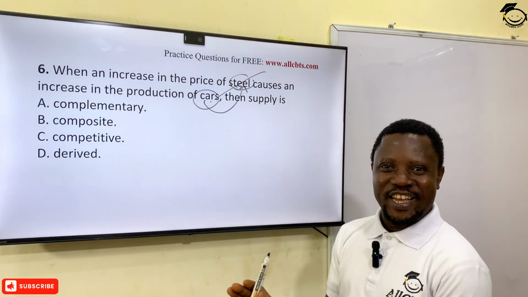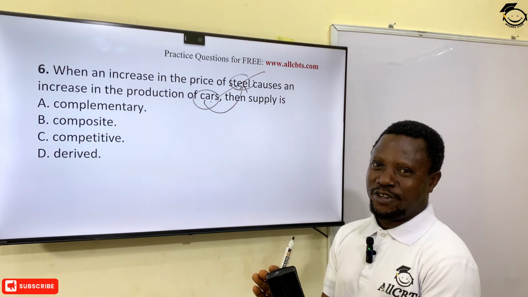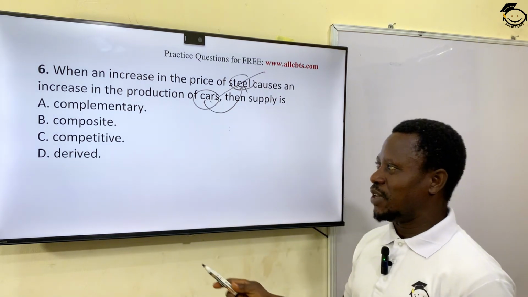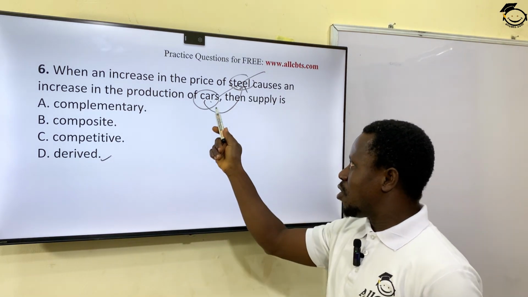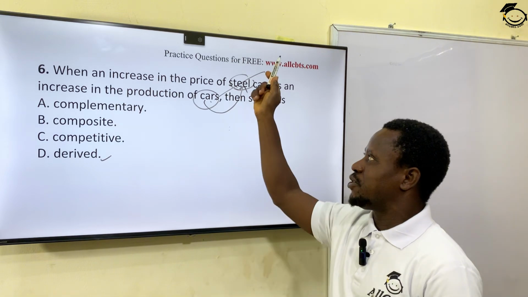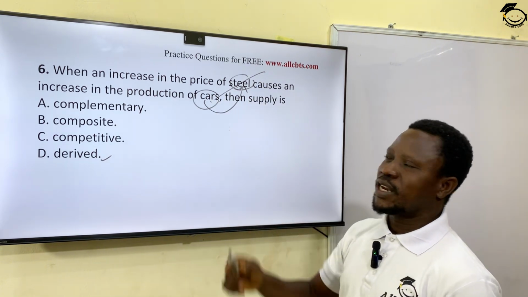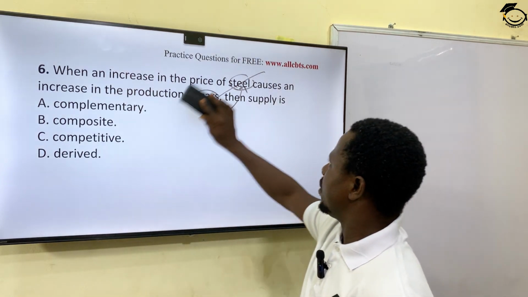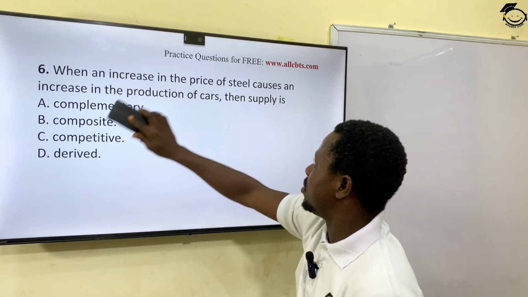No, they are not. Complementary means joint. They are not jointly demanded. No. Is it a composite? No. Competitive? No, they are not competing themselves. It's a derived demand because we got cars from the steel. So when the price of steel is up, of course, the cost of producing car will also go up. So the correct answer for this is derived supply. That's derived supply.